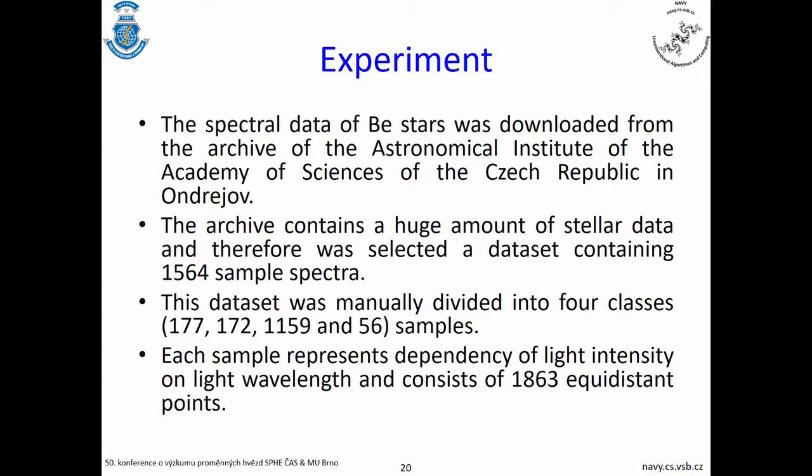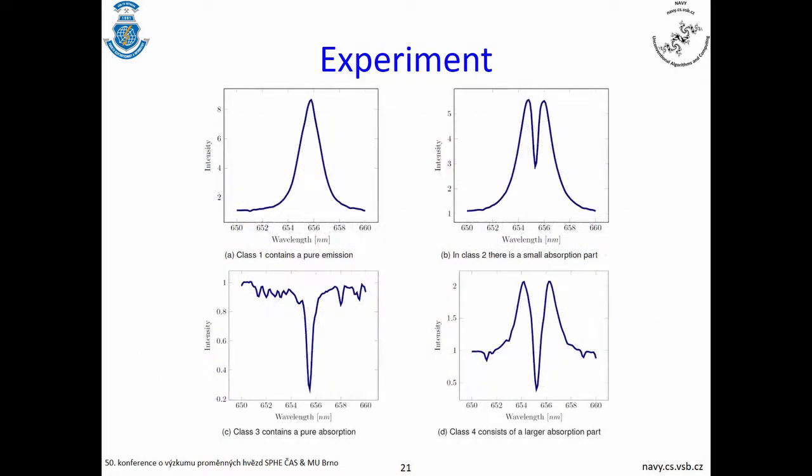So we had 4 classes, as we will see on the next slide. Each spectral curve consisted of many equidistant points. Then we of course made some normalization and purification of those data. Basically these 4 classes should be like this: pure emission, emission with a small absorption part, pure absorption, and balanced absorption and emission.